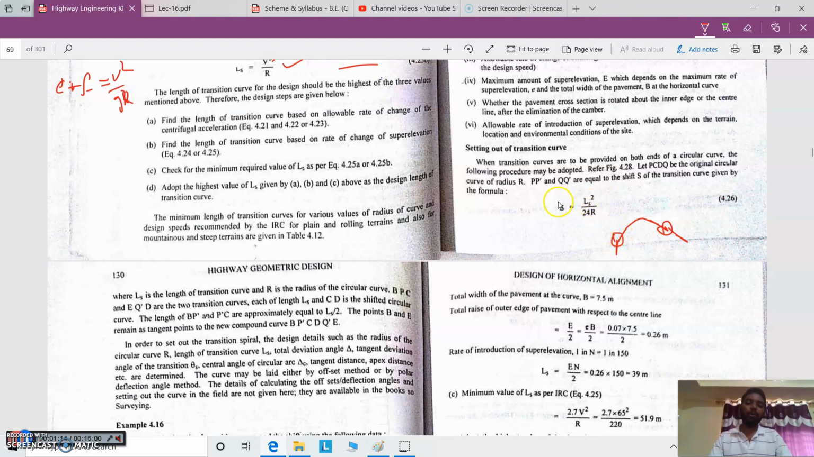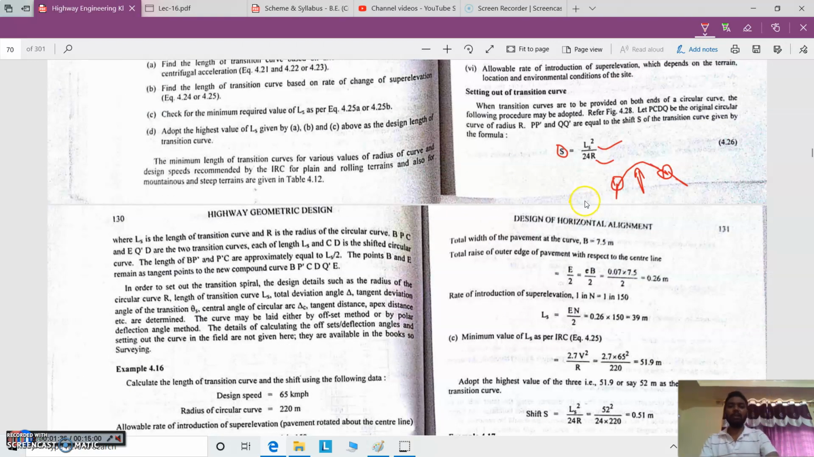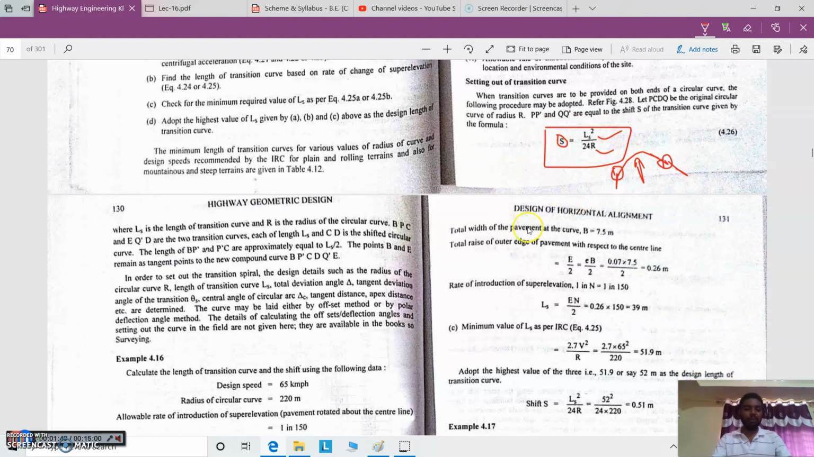so that to calculate how much that curve is shifted from the initial position to the remaining position, Ls square by 24R is considered. This Ls is nothing but the transition curve length and R is the radius of this circular curve. And this we have already studied in our survey classes, advanced surveying, surveying 1 and surveying 2. In that subject it is already learned. So here we just have to remember the shift S.